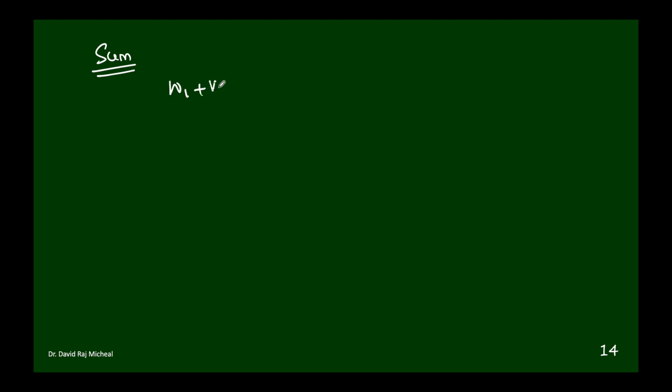So it's a set theoretical sum only. I can define W1 plus W2 as the set of elements w1 plus w2 such that the first element belongs to W1 and the second element belongs to W2. So this is an addition, a set addition. You see two sets are there, W1 plus W2, and that has been defined in this manner.